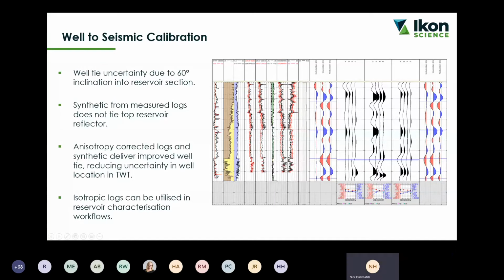Such that you can see here, when we look at the acoustic impedance, that it's a lot flatter going into that, and you just don't see that event. As well as the timing issue, it leads us to have this well tie problem. But after correcting the velocity log on the right here, we can see we've much improved the tie.